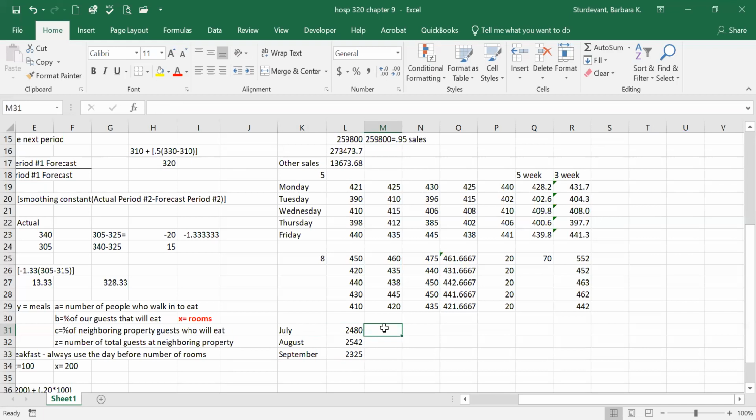These are the number of rooms that we predict based on the information that we had. So that's our ADR. Okay. So they think that the ADR is going to increase by 2%. So what we're going to do is we're going to take each of those and multiply it by 2%.